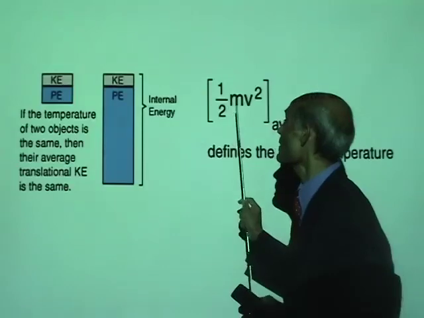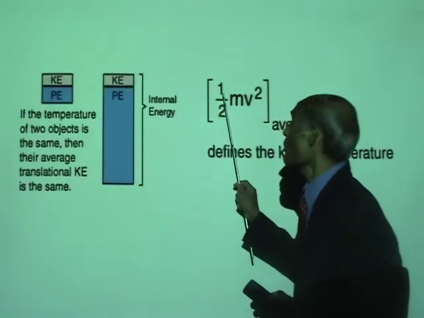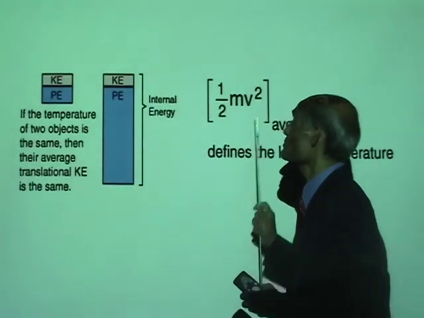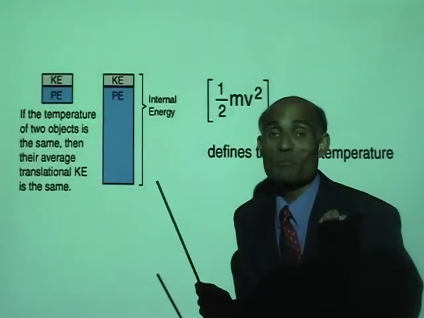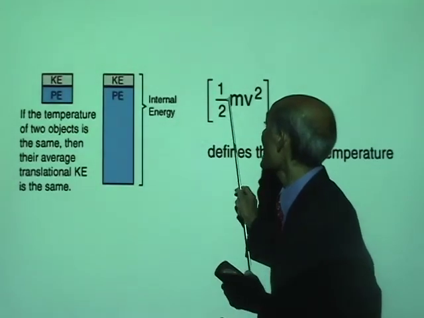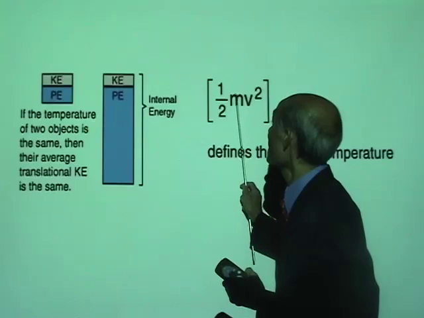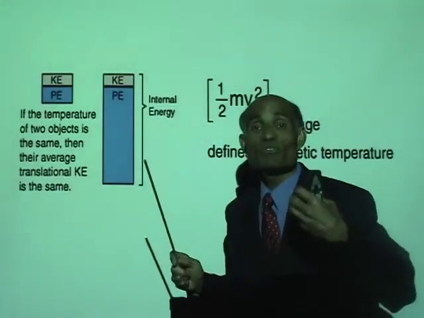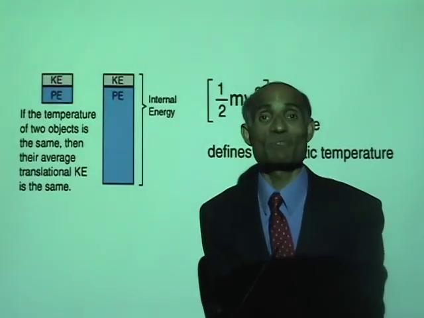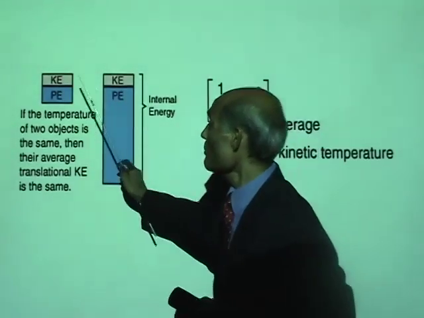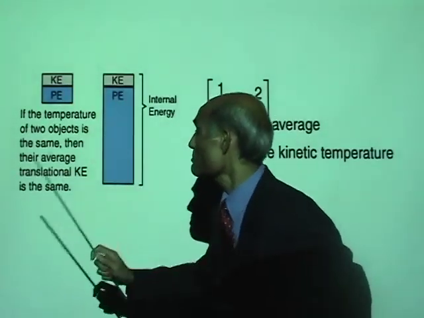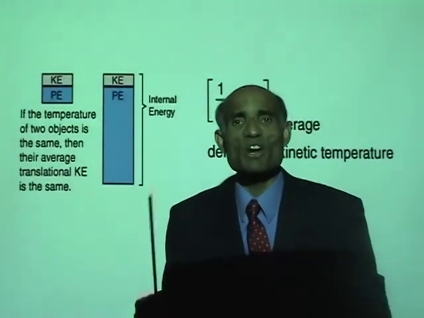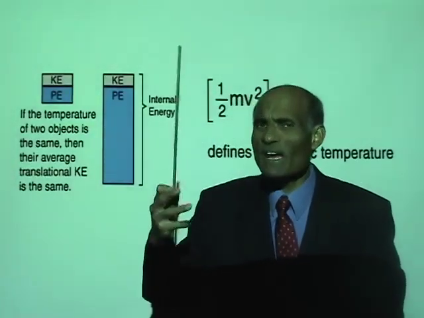And you remember this formula. Kinetic energy is 1/2 mv squared. Kinetic energy of a molecule is 1/2 mv squared, where m is the mass of the molecule and v is the speed of motion of the molecule. So I hope the distinction between temperature and internal energy is now fairly clear to you.